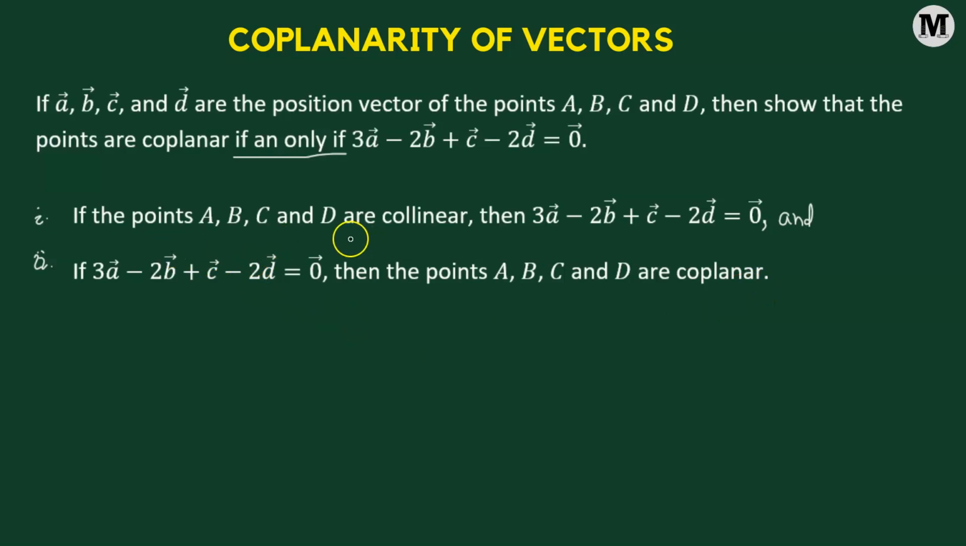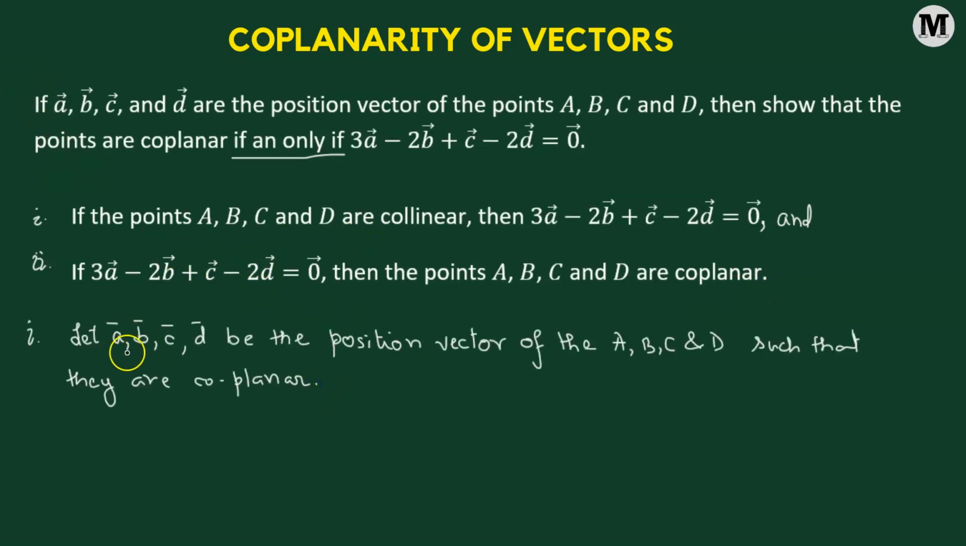We'll start with the first part of the proof. So we begin by assuming that a vector, b vector, c vector, and d vector are the position vectors of the points A, B, C, and D such that these 4 points are coplanar. Coplanar means they lie on the same plane. Then we're going to consider some scalars. Let's name the scalars as x, y, z, and w.